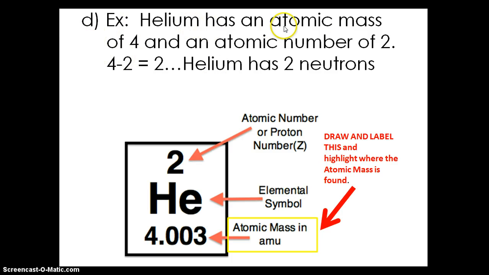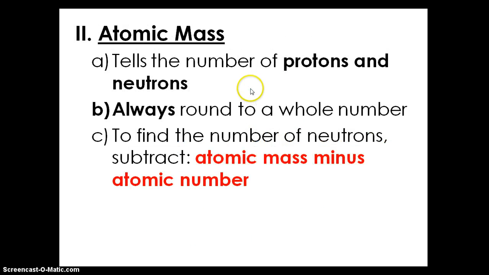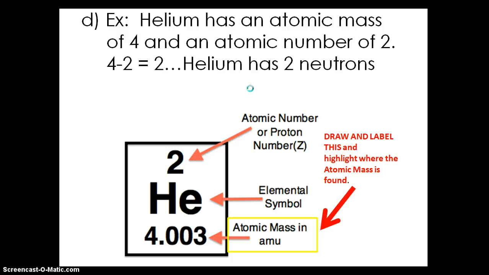For example, helium has an atomic mass of 4 and an atomic number of 2. 4 minus 2 equals 2, so helium has 2 neutrons. So remember, you use the atomic mass to calculate the number of neutrons by subtracting. Okay. Draw and label this again, and highlight now where the atomic mass is found. Okay. So again, you take the bottom number, which is larger, minus the smaller top number. This is rounded to a 4 minus 2. So you have 2 neutrons, and that's how you calculate the number of neutrons.